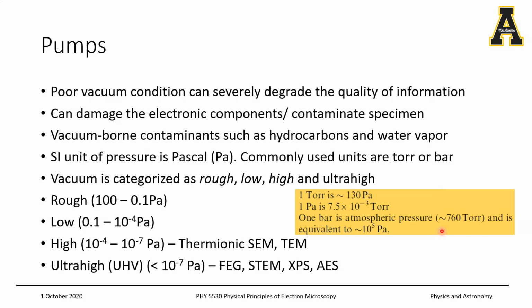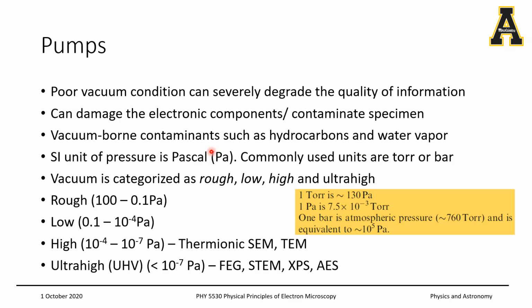And as you can already guess, if you're unable to generate good vacuum, you'll end up getting contaminants, which could be hydrocarbons or water vapor on your specimen. And as we have seen, there are several techniques, for example, the X-ray photoelectron spectroscopy or Auger electron spectroscopy, or even if you are interested in looking at secondary electrons, the quality of the surface of your specimen will determine what kind of data you get.